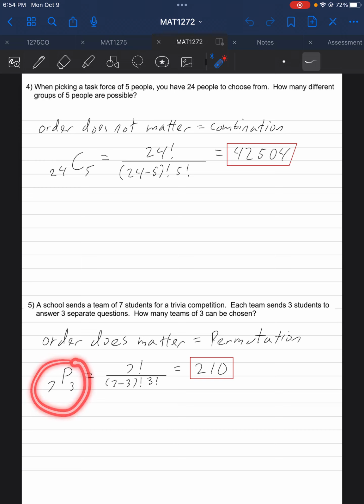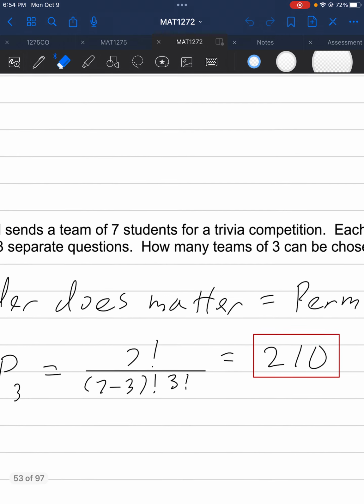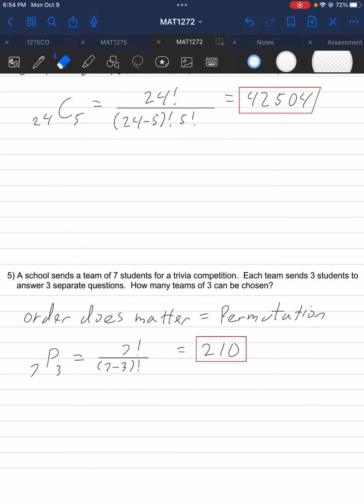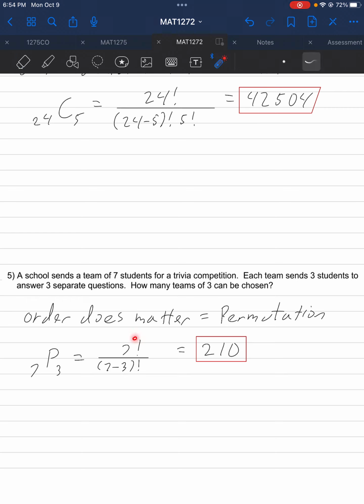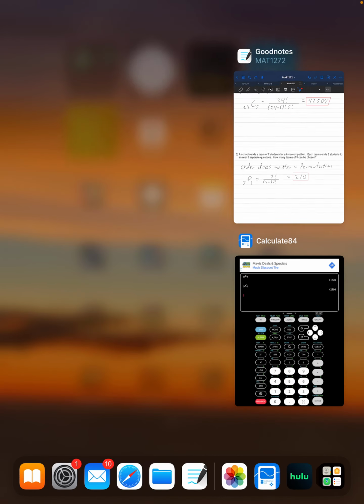In order to calculate a permutation, 7P3, we're going to do 7 factorial on the numerator. On the denominator, 7 minus 3 factorial. This other 3 factorial is a typo that shouldn't be there. It's not there for a permutation, that's there for a combination. So let's erase that. So again, 7 factorial on top, that's the n value, and then 7 minus 3 factorial, that's n minus r. And this is going to equal 210.